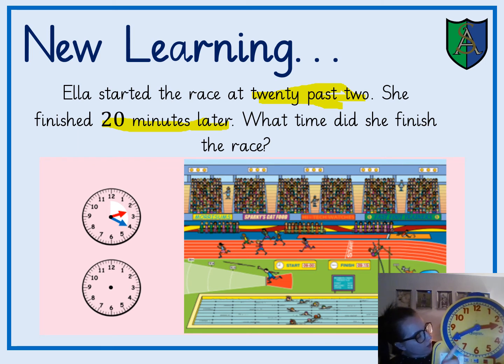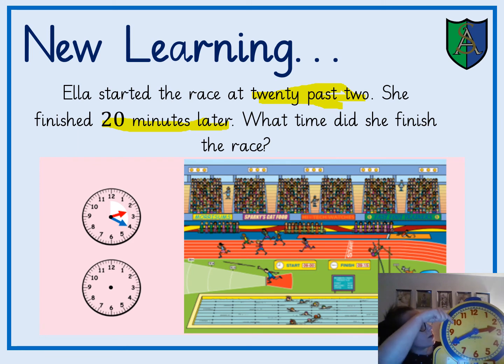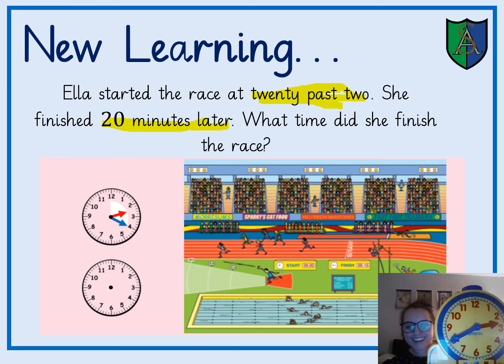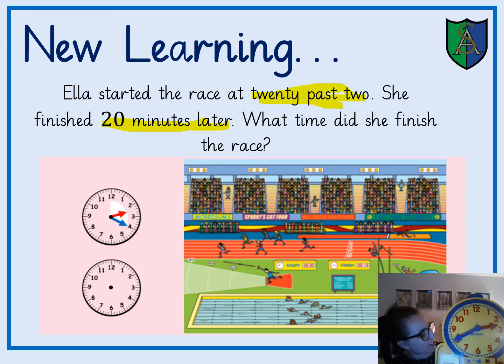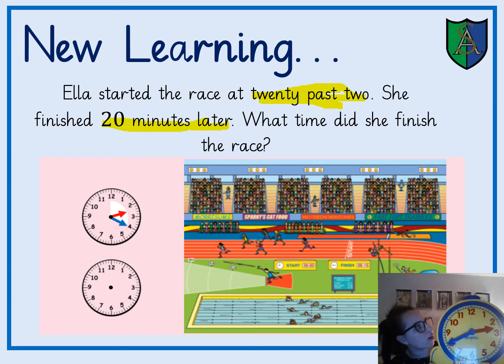So we've got 25 to, 20 to, quarter to, 10 to, 5 to. Did anybody spot where my blue hand, my minute hand, was pointing then? Well done if you managed to spot that it's pointing to 22. So we read this as 22 because it's to the next o'clock or to the next hour. It's 22 to 3, isn't it?